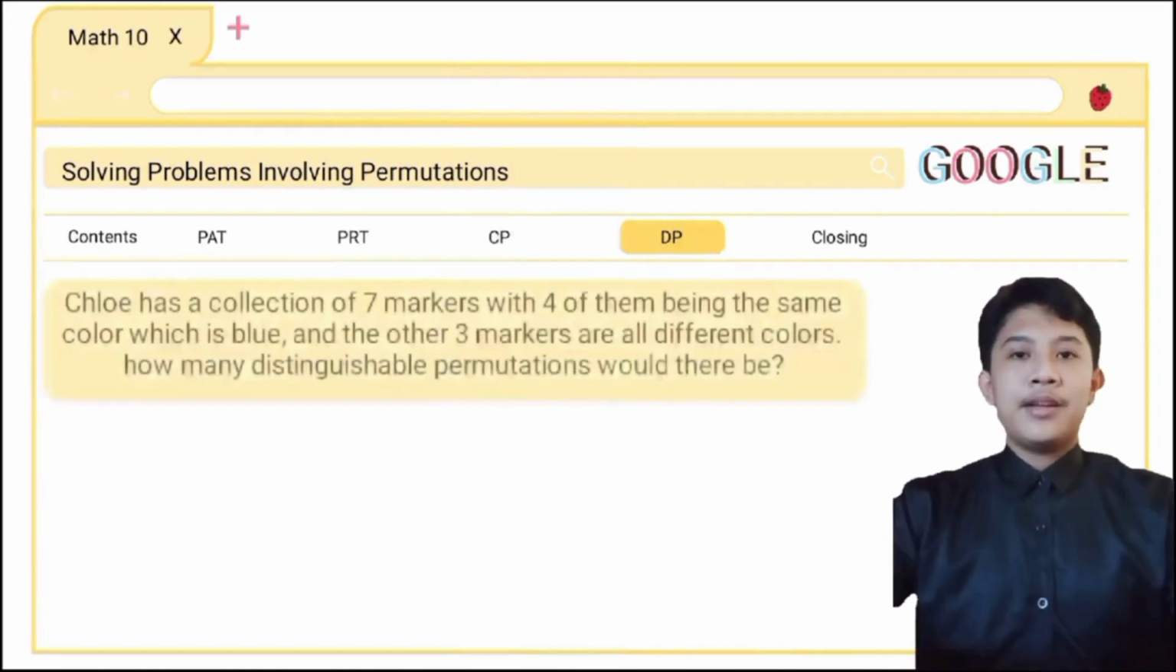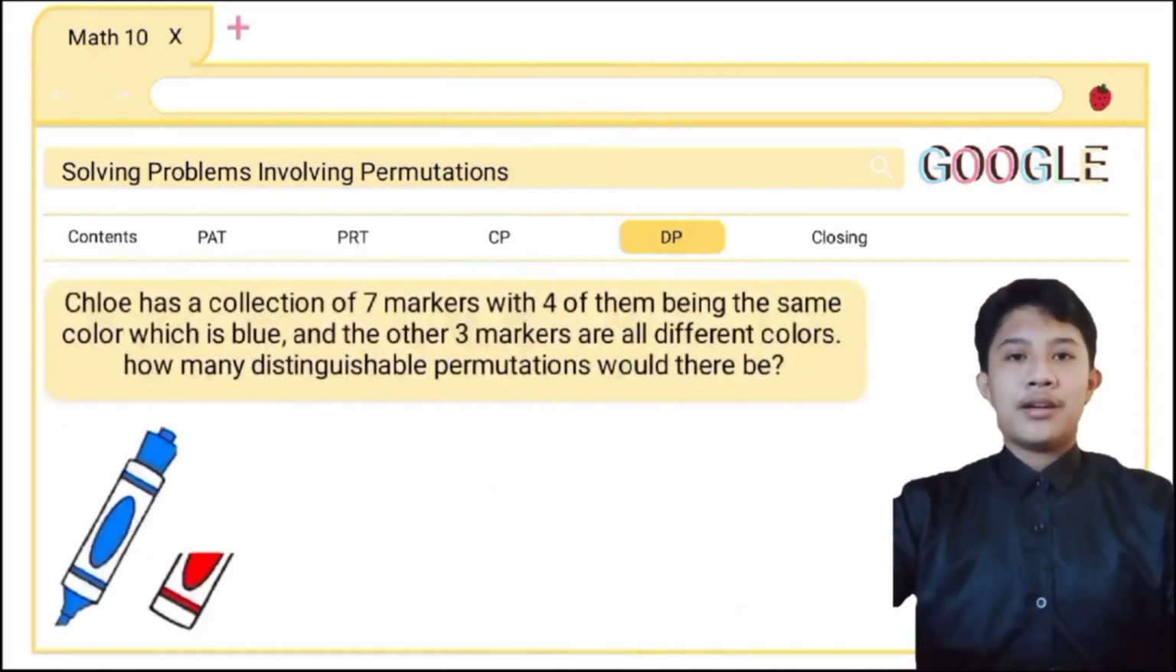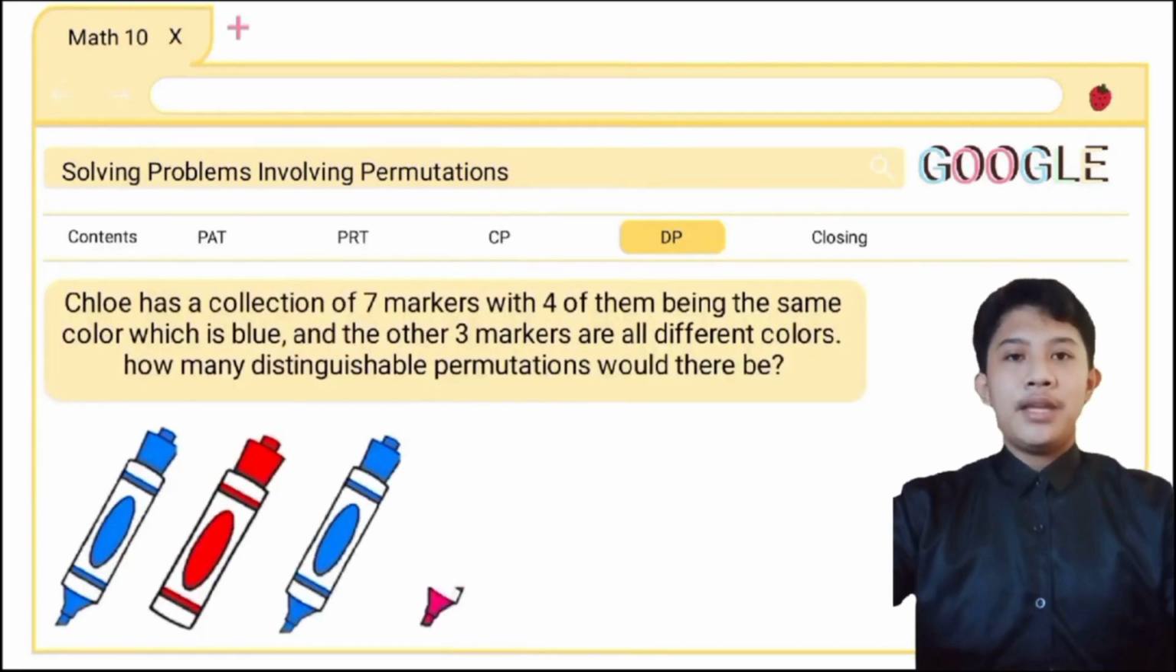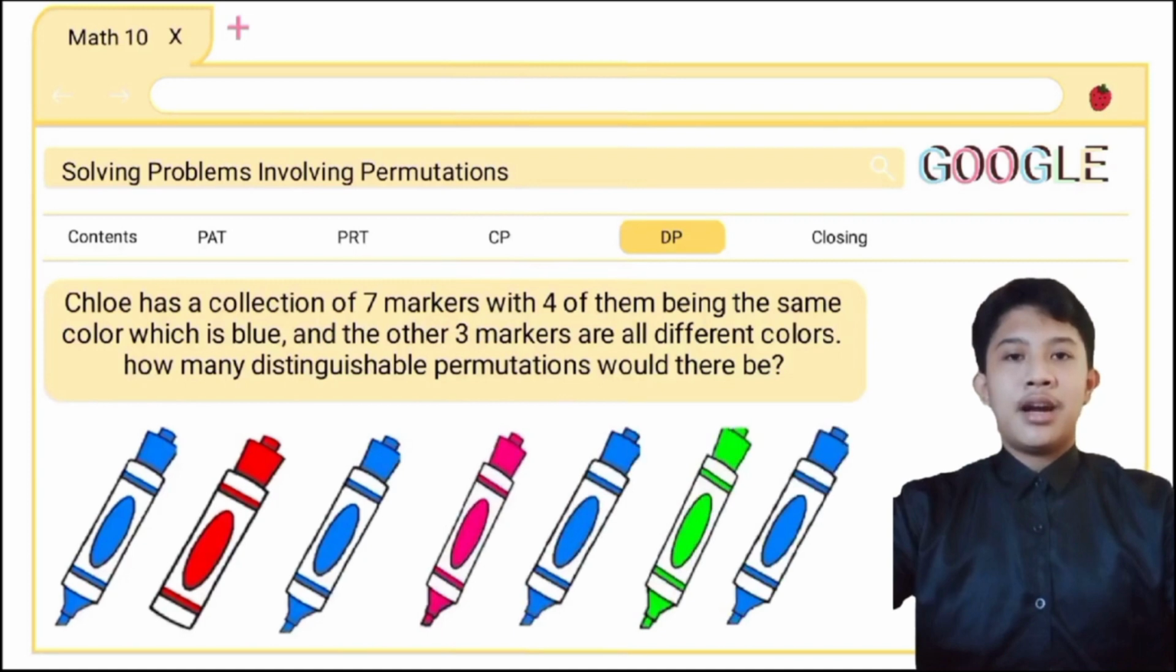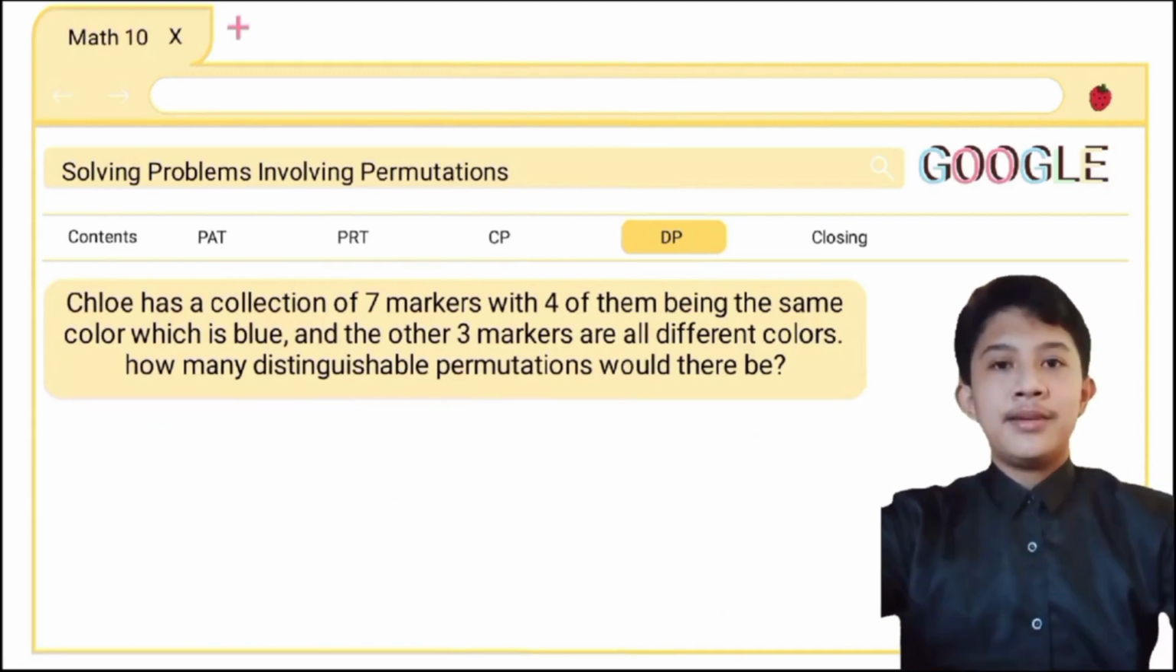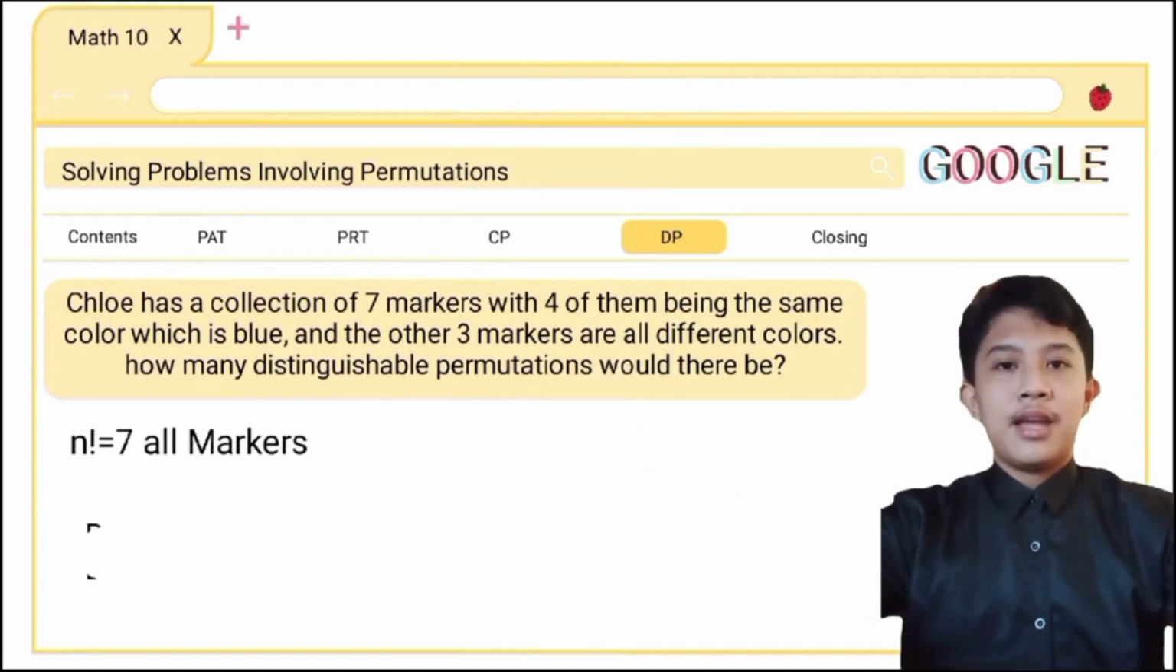Another example, Chloe has a collection of 7 markers, with 4 of them being the same color, which is blue, and another 3 markers are all different colors. How many distinguishable permutations will there be? Chloe has a collection of 7 markers. That's our n. And she has 4 markers that are the same color, which is blue.